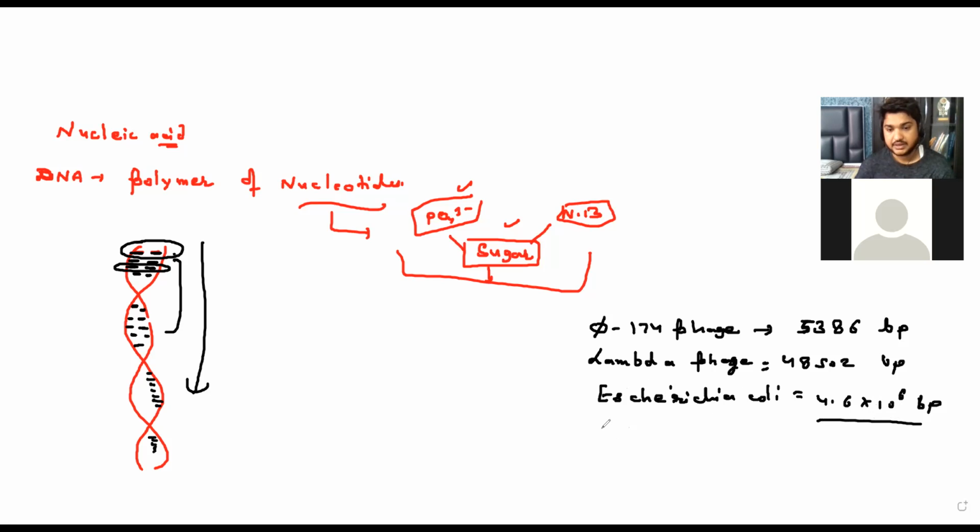If I talk about the human being, humans contain 3.3 into 10 raised to power 9 base pair. We are diploid, actually; we contain two sets, so this is basically for the haploid: 3 into 10 raised to power 9 base pair. Ours is the highest. Human DNA is quite larger, right? So it is about the number of base pair.